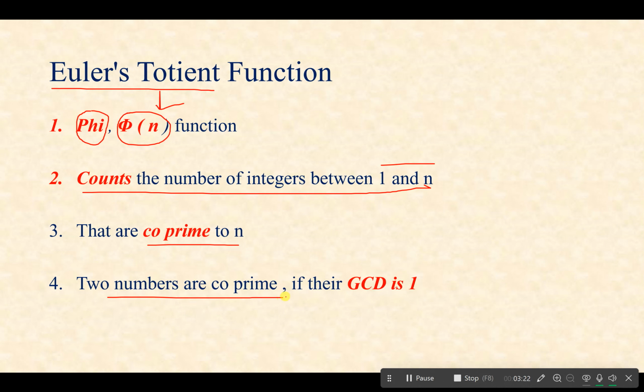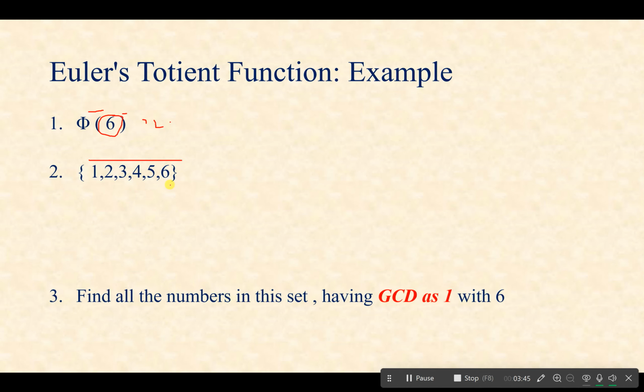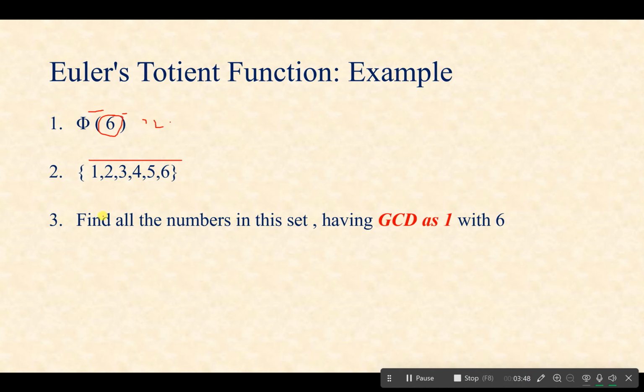We need to remember one small thing. Two numbers are co-prime if their GCD is 1. Let us take one small example. Phi of 6. Phi of 6 means how many numbers are there from 1, 2, 3, 4, 5, 6 that are co-prime to 6. That number we have to find out. So here, these many numbers are there from 1 to 6. Out of these 6 numbers, we should find all the numbers that have GCD as 1 with 6.